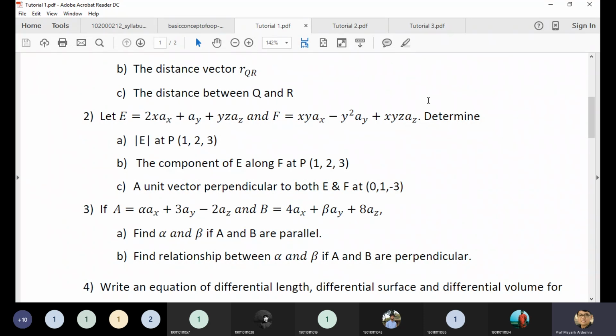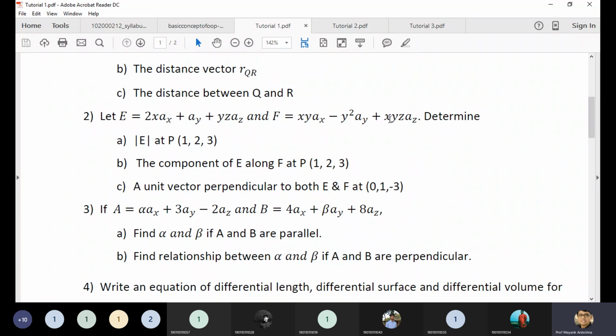In the second part, they are trying to find the component of E along F. Components means we take the projection from vector E to vector F. So you have to find the E of F. Let us discuss that when you take the projection, it may be a scalar as well as a vector. Then you can find this E of F according to the scalar components of the vector field A, or maybe the vector components of the vector field A. In the third part, a unit vector which is perpendicular to both E and F.